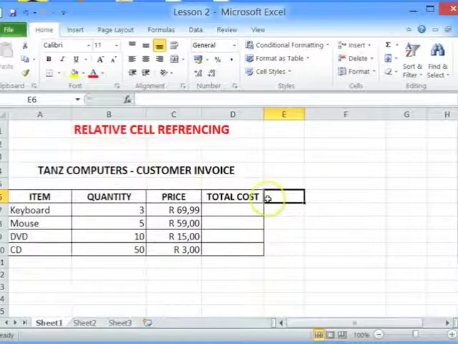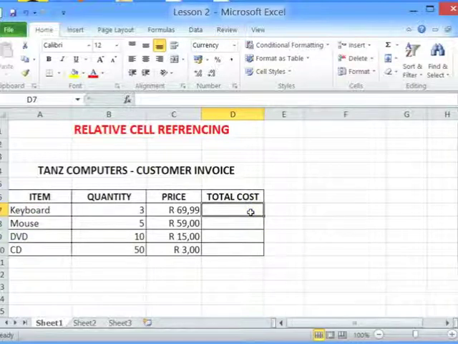When a formula or a function contains cell referencing, such as B3 or C3, the cell references are relative to the cells where the formula or the function is typed. When copying a formula or function from one cell to another, the formula or function moves one or more cells relative to the original cells. The use of relative cell referencing means that the formula or the function automatically adjusts itself when copied. In this example, we're looking at the customer invoice of TANS Computers.